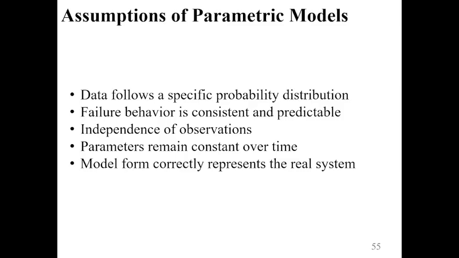Additionally, observations are assumed to be independent, meaning that the failure of one unit does not affect another one. The parametric methods also assume that the parameters of the model remain constant throughout the analysis. If these assumptions are not met, the results may be inaccurate, so it is important to carefully validate the model before using it for reliability predictions.